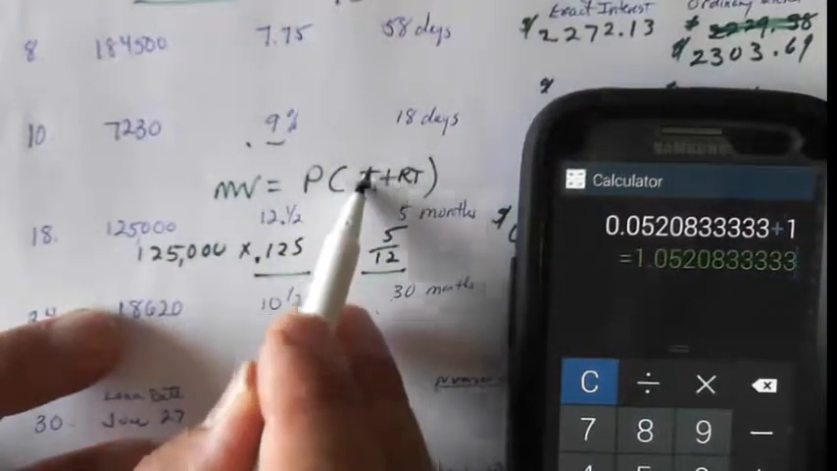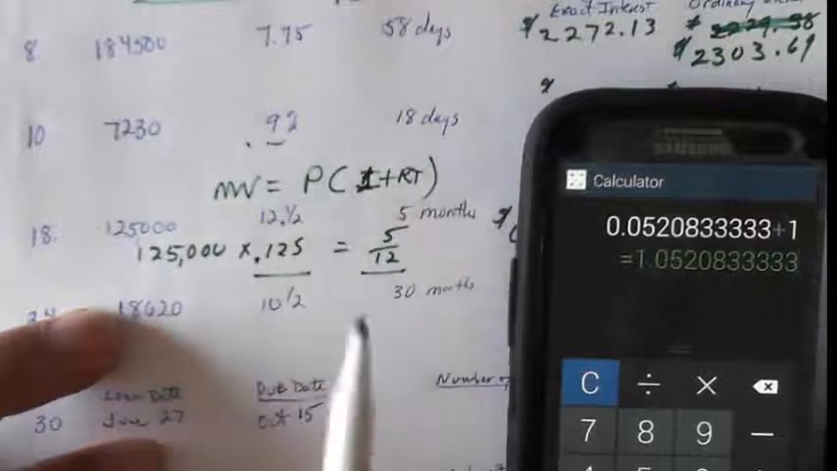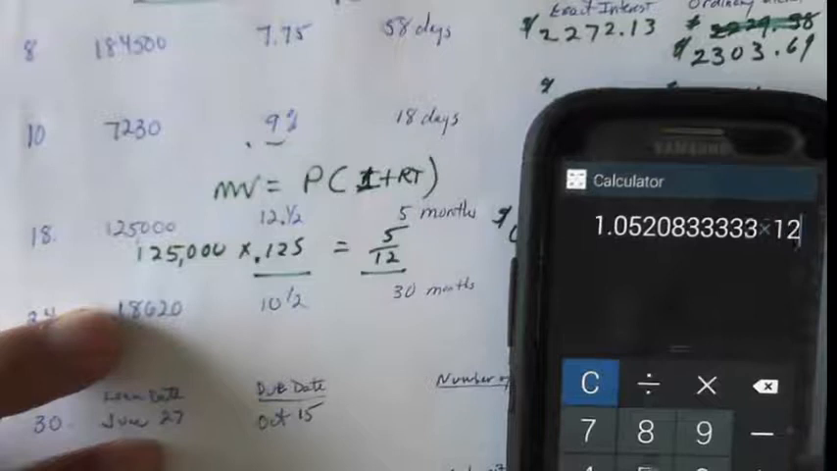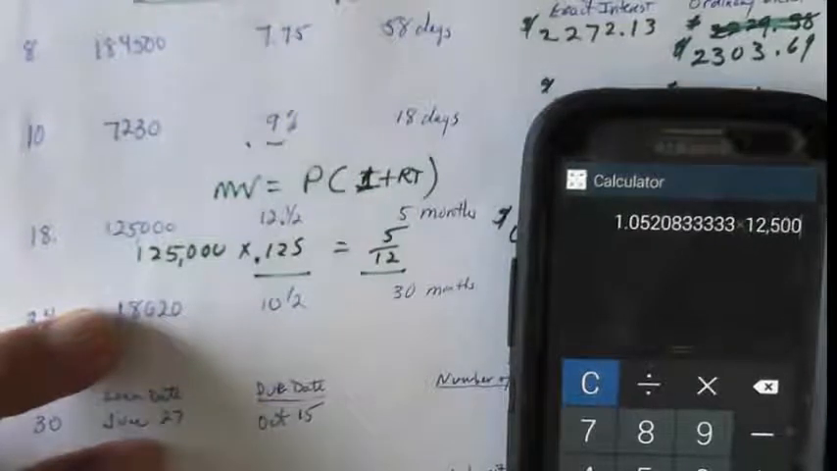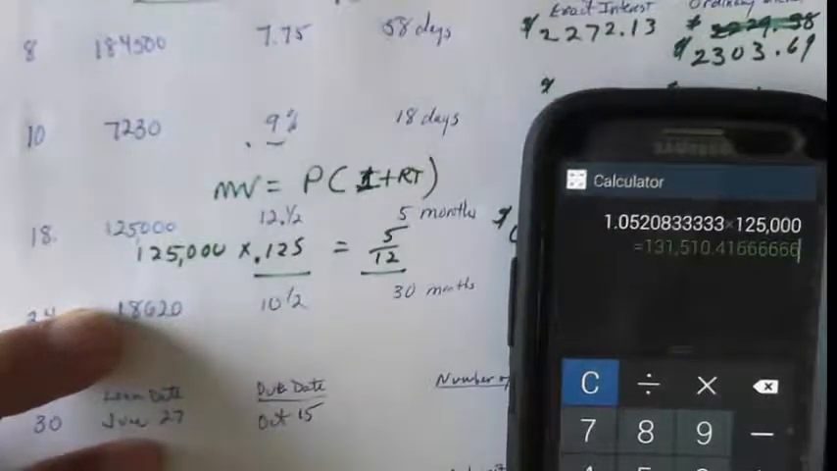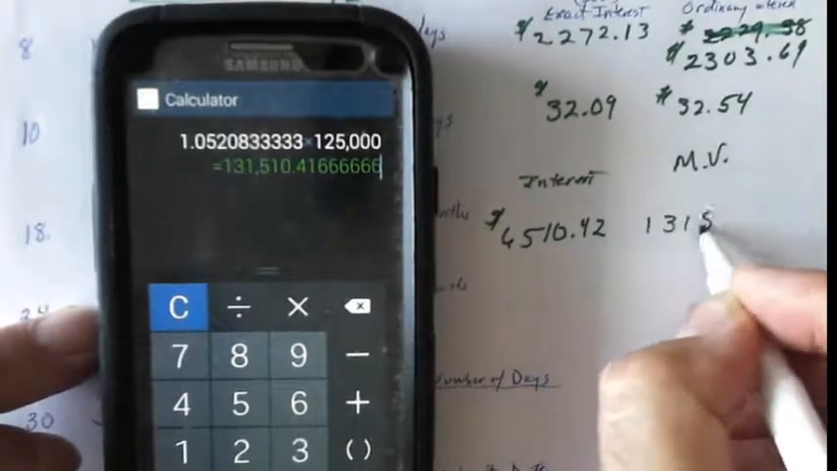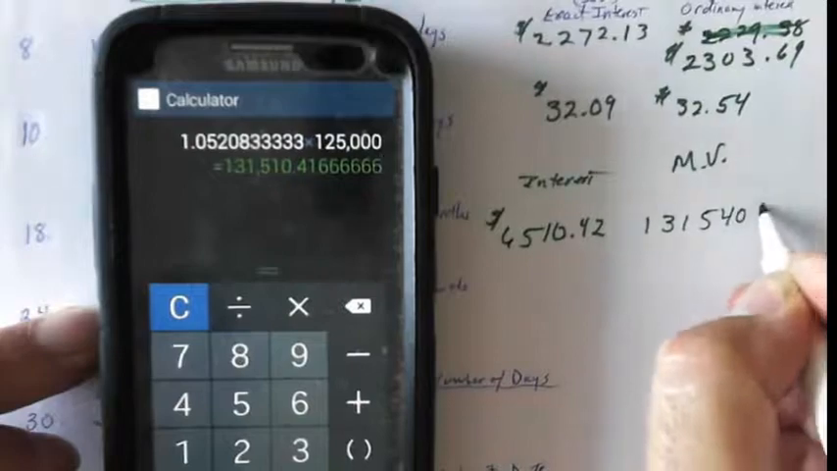times that by the principal, which is this number. We're going to times, hit equals. So then we would have 131,540.42.